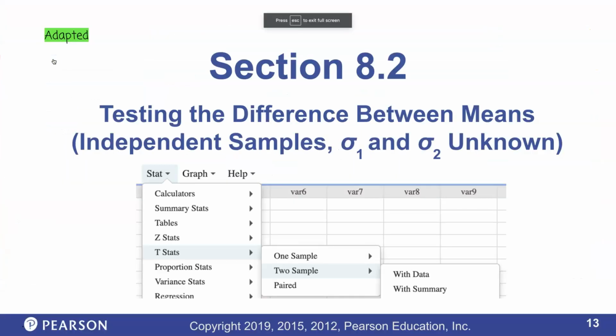What I screenshotted over here is the tool that you're going to use for all the problems in section 8.2. When you do T Stat, two sample, either click on with data or with summary. You're going to have to enter some summary in there if it's not a list of data, but you will have to come up with the hypothesis yourself. And then once you get your p-value, you have to know how to interpret it. So that's what we're going to focus on in section 8.2.